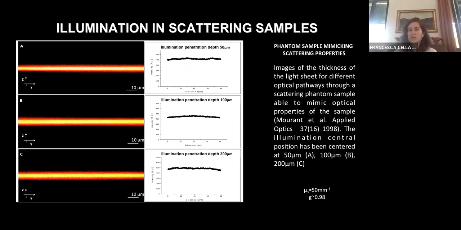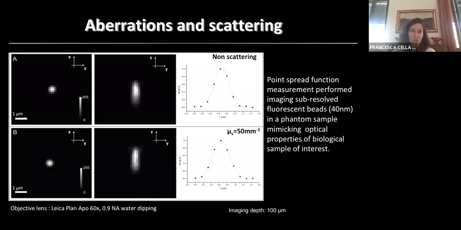Also in this case, this is not the case, because if we look at what happens 50 microns in the sample, 100 microns or 200 microns within the mammary cell spheroid, we can still see flat, uniform illumination. The last check we did is on the point spread function. We can image beads in a scattering sample and in a non-scattering sample, and we can see that there are no aberration and distortion induced by the scattering effect.